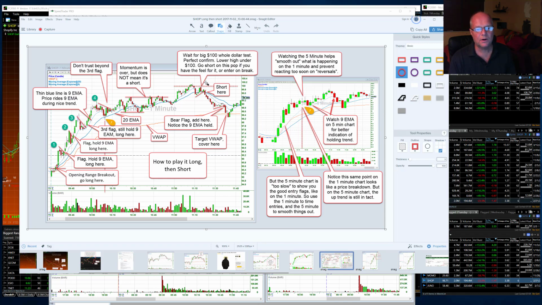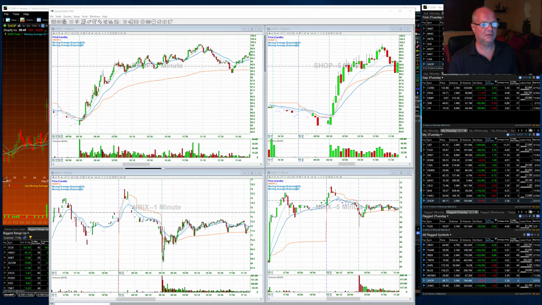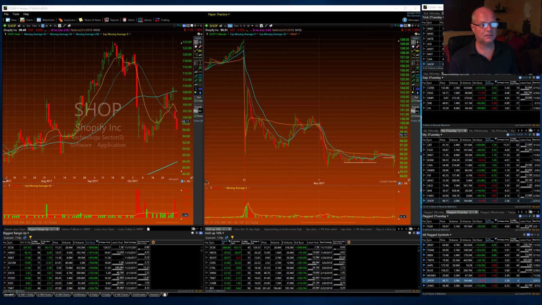And then there was your perfect short opportunity right there. When it came back under 100, it failed, and then this broke this little trend line, and boom, you go short there down to VWAP. That was the correct play, but I didn't see it. I was like blinded because my trade plan was based on it going down.